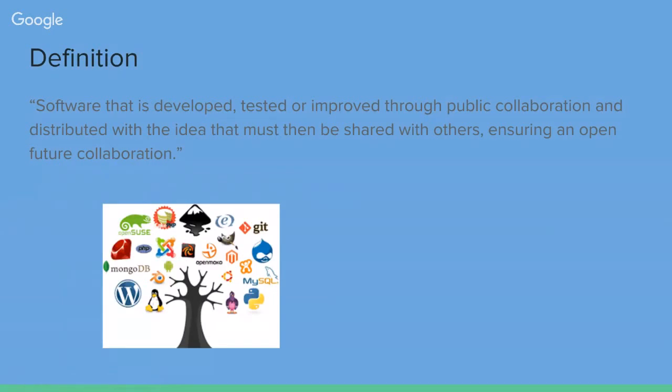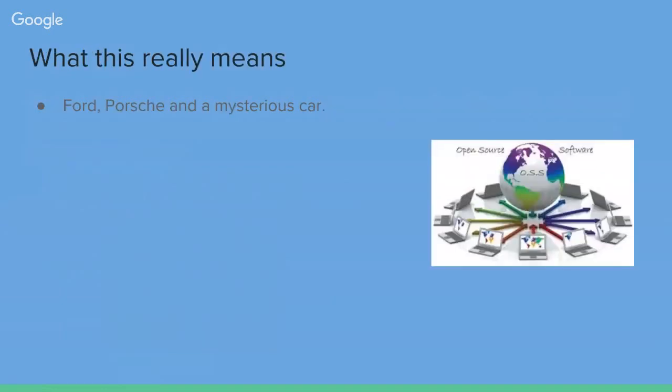So let's start with the definition. Open source is software that is developed, tested, or improved through public collaboration and distributed with the idea that it must then be shared with others, ensuring an open future collaboration. So what does this mean?